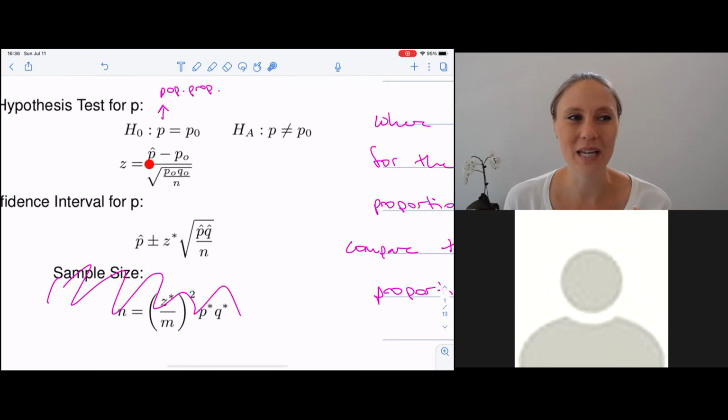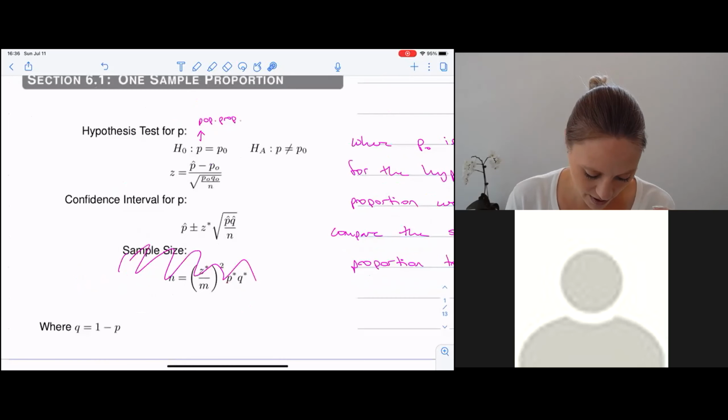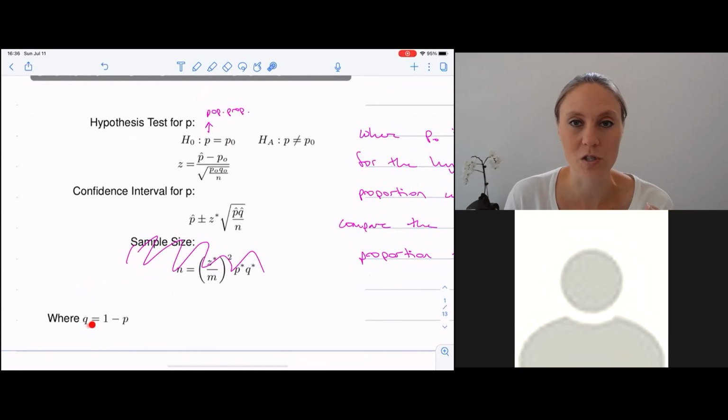P hat, we know, is your sample proportion, right? P naught is, of course, your hypothesized proportion. And then notice that P naught appears again, right? Q naught, you might remember from when we talked about the binomial. Q is just 1 minus P. So Q naught would be 1 minus P naught. And then divided by N and then square rooted. So N is the sample size still.